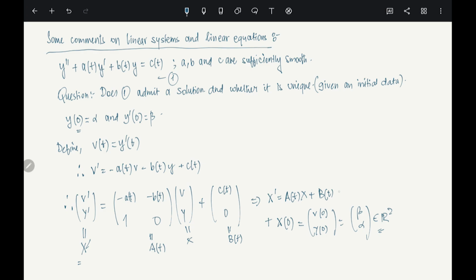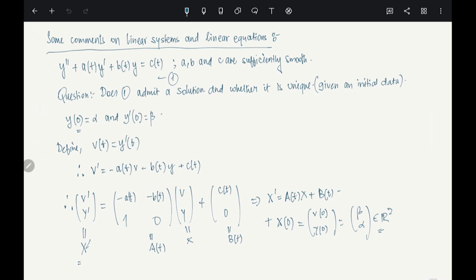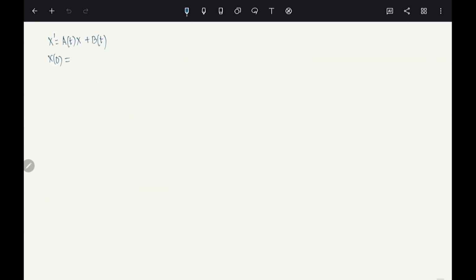Now whether this problem has a solution or not. So how does this problem look like? This problem looks like this: x prime equals A(t) times x plus b(t), and x at the point 0 is given by some vector. Let's just call it x0. So this is what it boils down to.